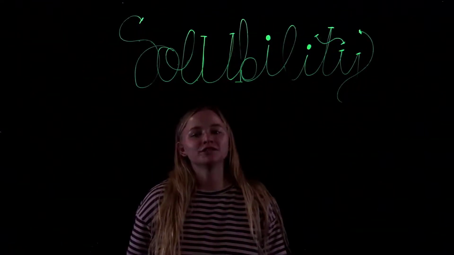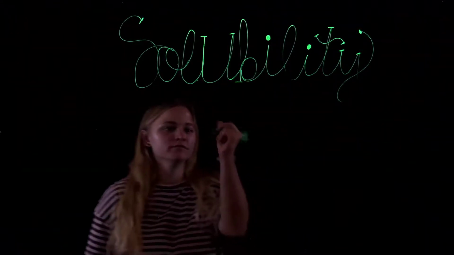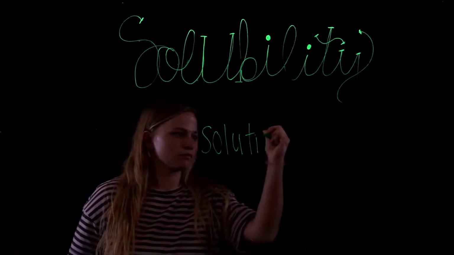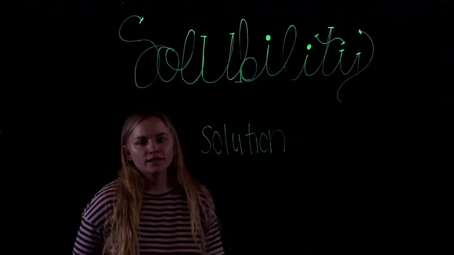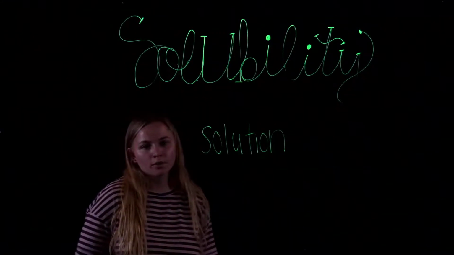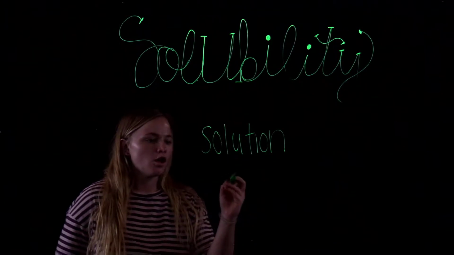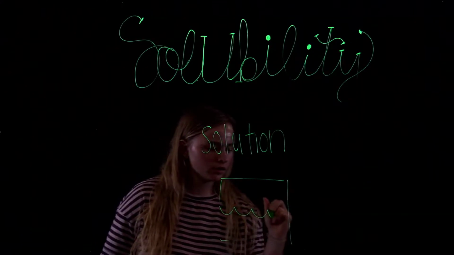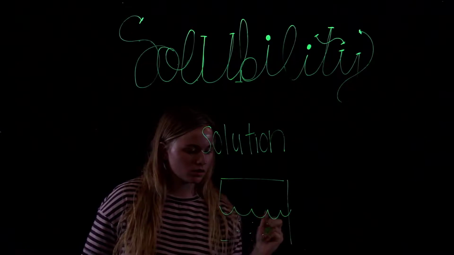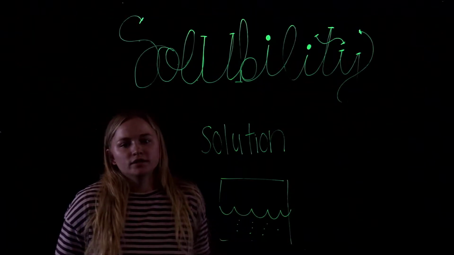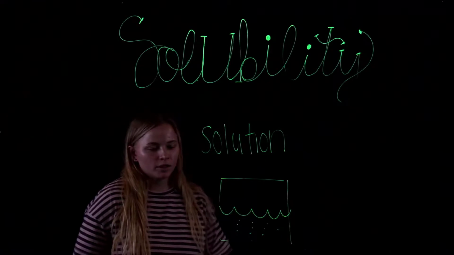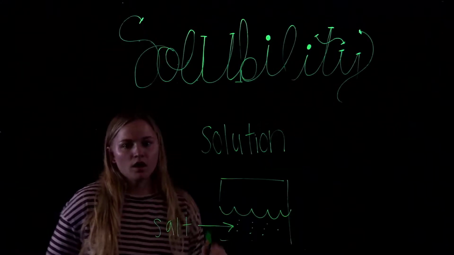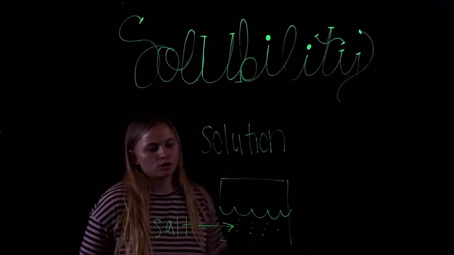To add some vocabulary to our science journals, a solution is a liquid mixture with at least two or more components, a solute and a solvent. For example, salt water is composed of water and salt. A solute is the smaller part dissolved in the mixture, so the solute would be the salt, and the solvent is the liquid part of the mixture, which would be the water.